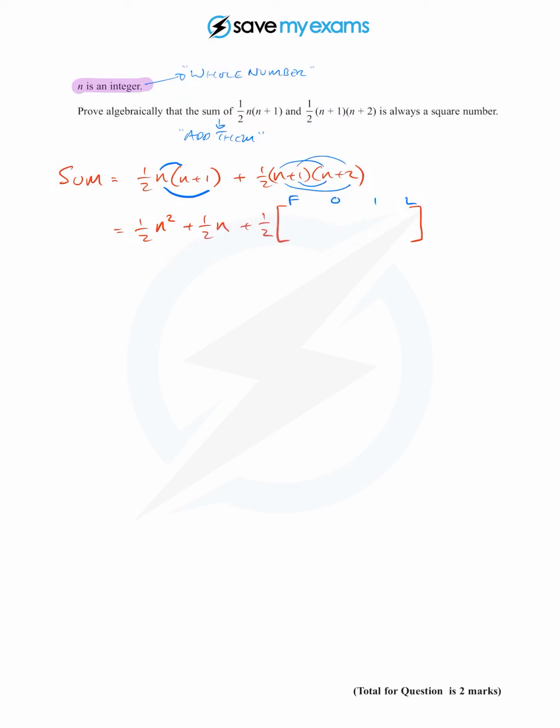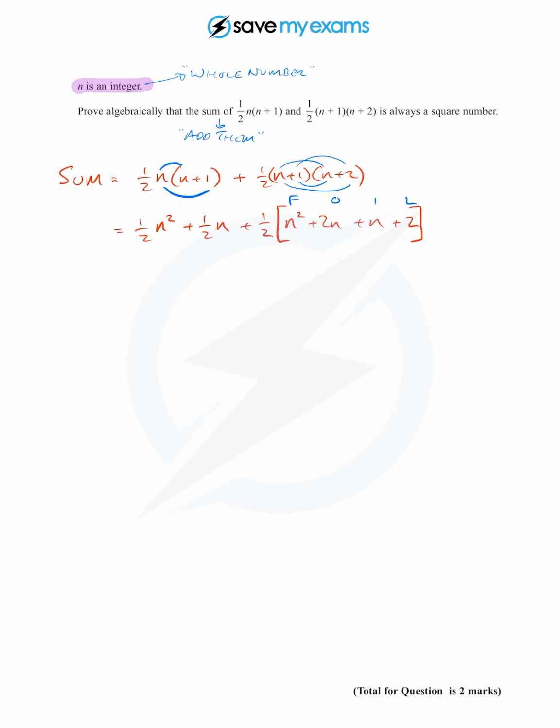Okay, so let's just do that one step at a time. First pair: the first term in each bracket is n times n, which is n squared. The outer pair was n times 2, which is 2n. The inner pair is 1 times n, so that's just n. And the last one in each bracket is 1 and 2. 1 times 2 is 2. And so we've done that.